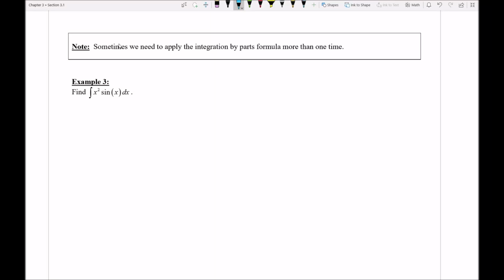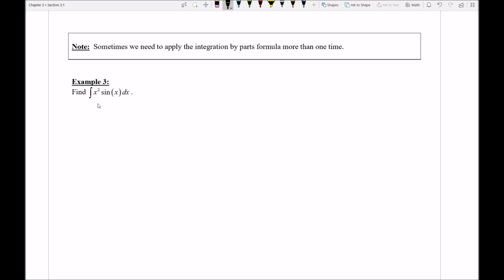In this video, we're going to see that integration by parts can sometimes be a little bit more annoying than the first couple videos maybe gave away. As you see up here in the notes, sometimes we may actually need to apply the integration by parts formula more than once for a given question. To see how this would work, let's take a look at example number 3.